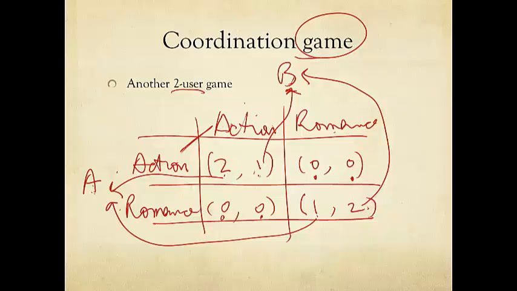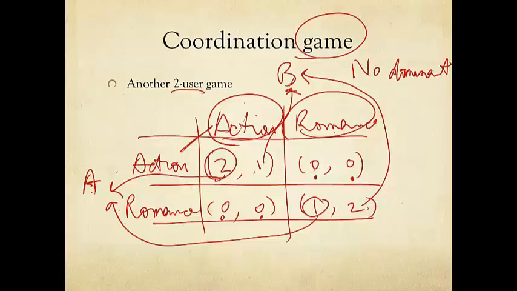Now clearly there are best response strategies. For A, if B chooses action, then the best response is action, because 2 is bigger than 0. But if B chooses romance, then A's best response strategy is romance, because 1 is bigger than 0. So now you see that there is no dominant strategy, because the best response strategies for different B's choices will be different. Similarly, B does not have a dominant strategy either.